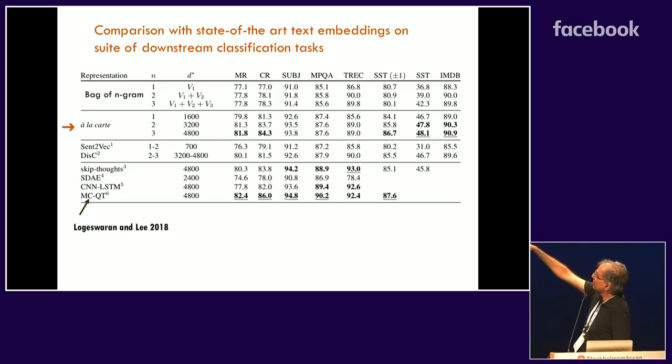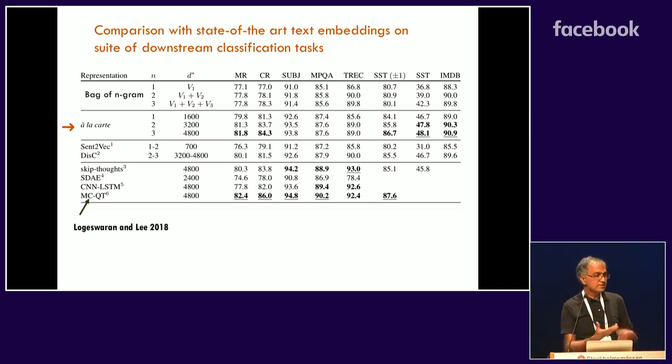And bag of n-grams has some performance. On the bottom are LSTM-based methods. All of them are pre-2017, except the last one, which is 2018. So we do better than the 2017 and earlier LSTM methods. And you can see that the a la carte embedding on many tasks beats skip thoughts and the other methods.